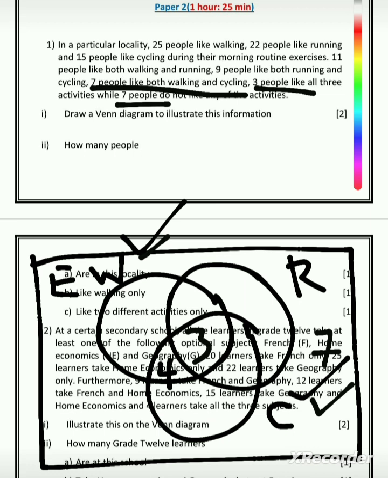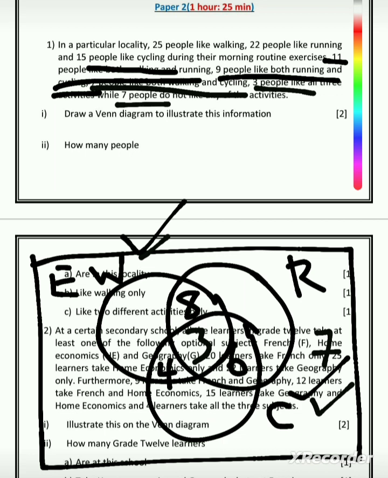Okay, next one was saying 9 people like both running and cycling. So running and cycling we have 9, but we already have 3 here, so 9 minus 3 is 6. We go back. 11 people like both walking and running, so 11 minus 3 is 8. We have 8 there. We can continue going back.